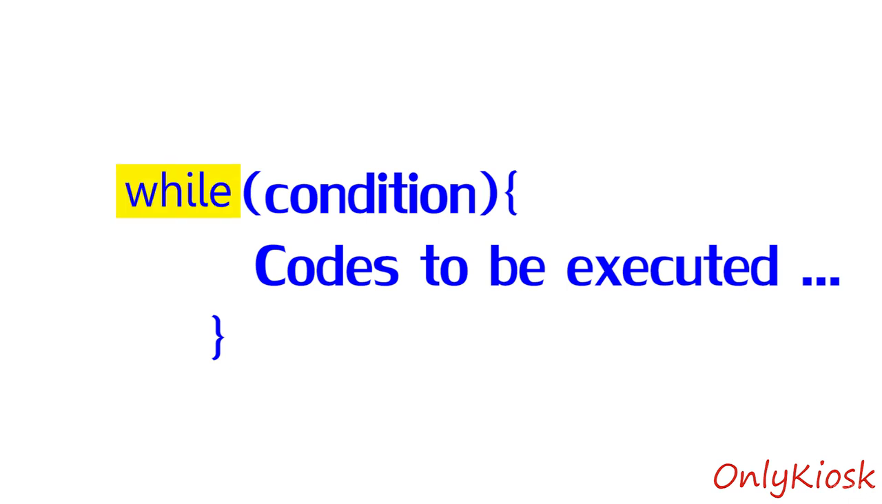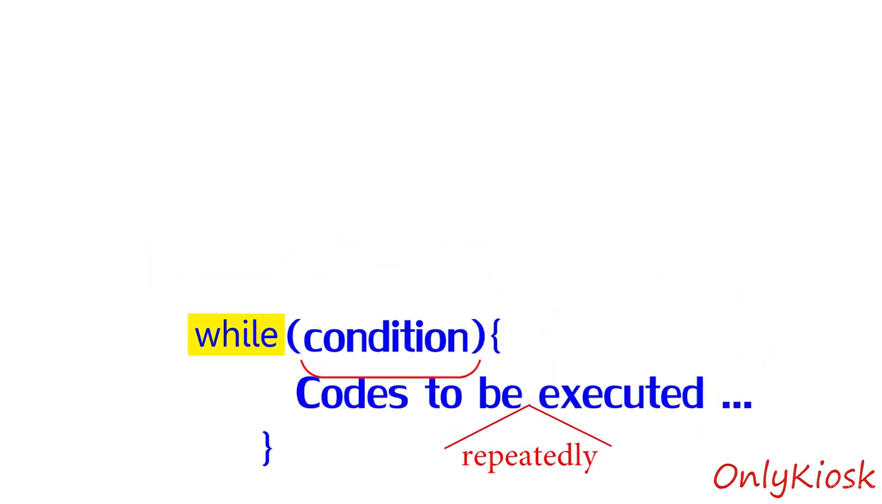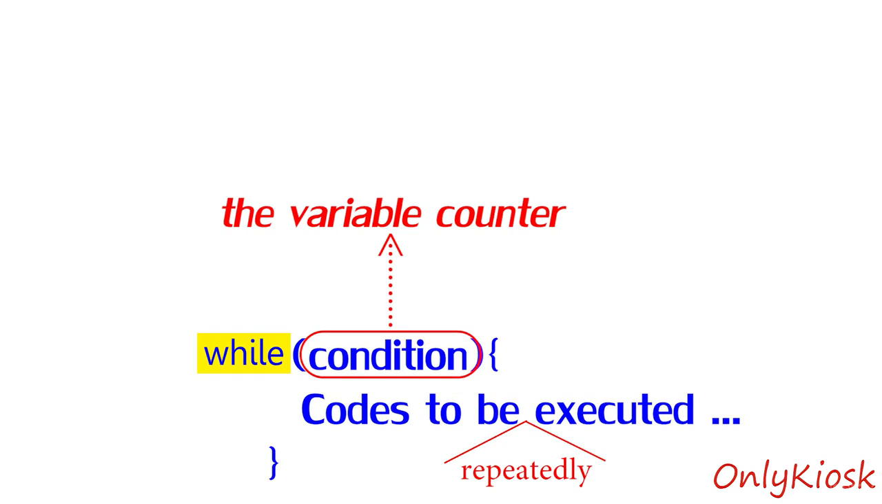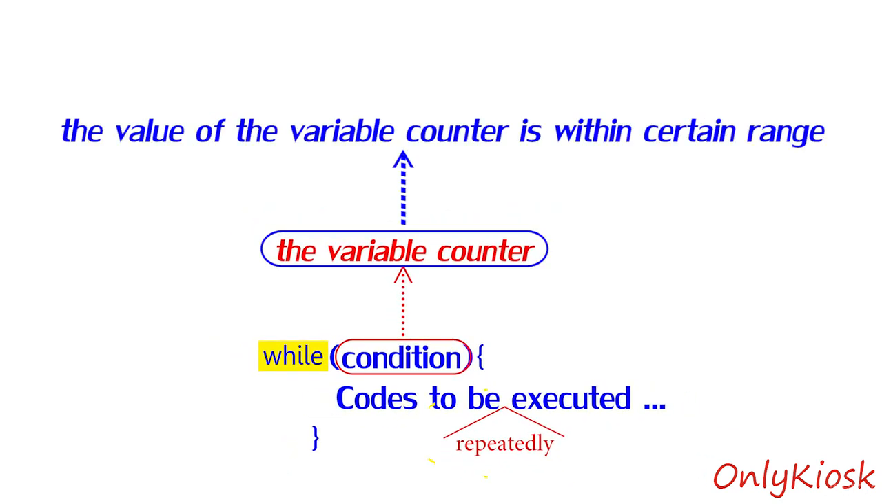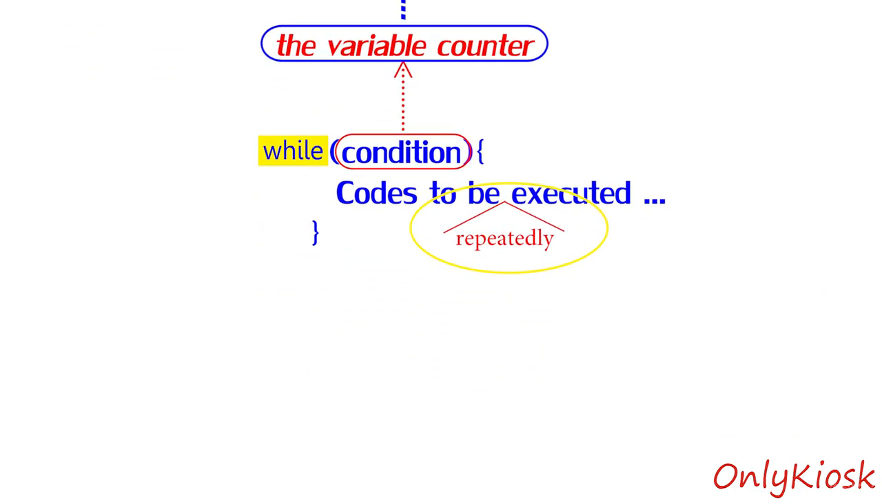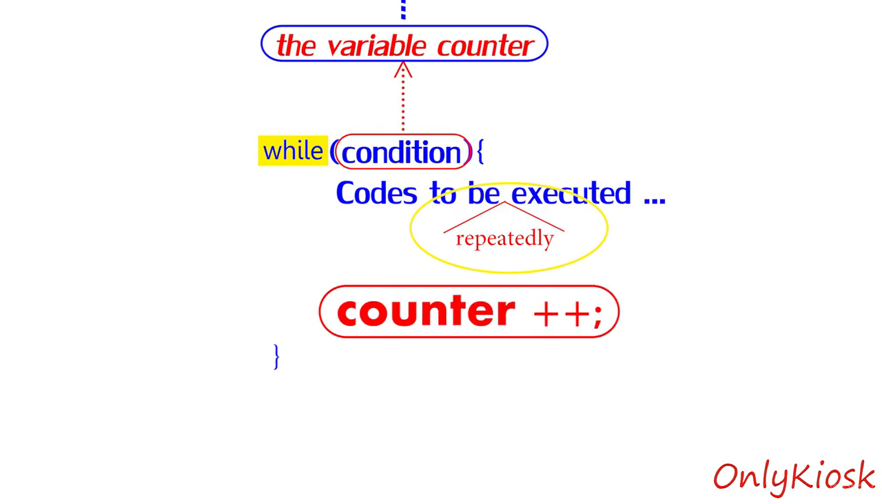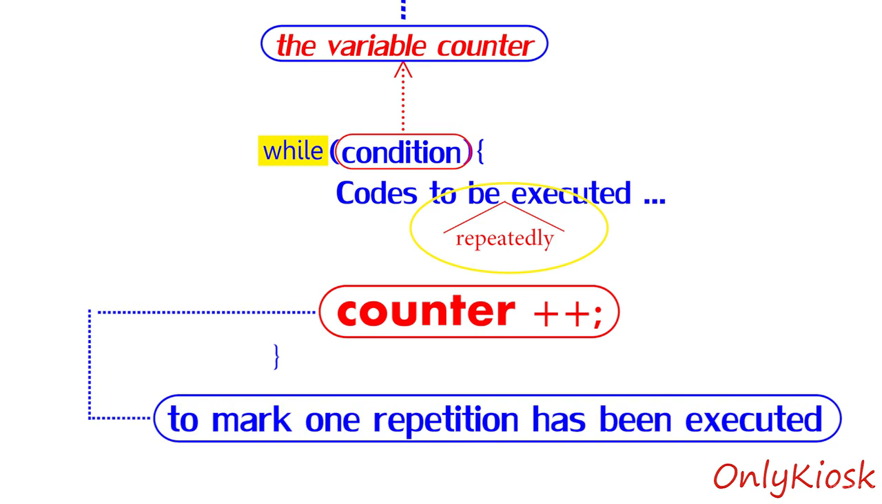Keyword while first, then a set of parentheses and curly brackets. Inside the parentheses, you put the condition, and inside the curly brackets, you put the code to be repeatedly executed. Usually, the condition is the counter. As long as the counter is within a certain range, the code inside the curly brackets will be repeatedly executed. Inside the curly brackets, behind all the code we want to be repeatedly executed, we need to either increase or decrease the value of the counter variable by 1. This is to mark that one repetition has been executed.